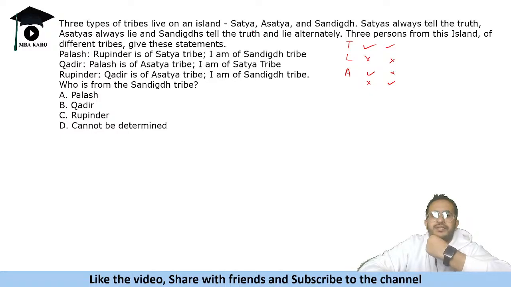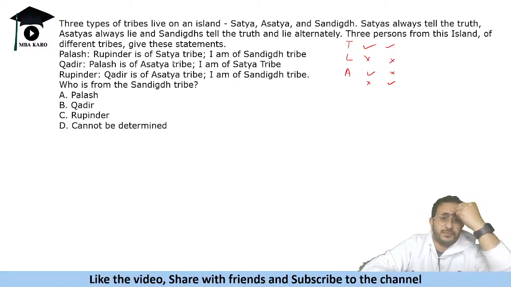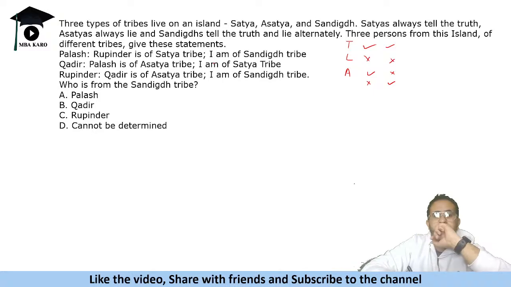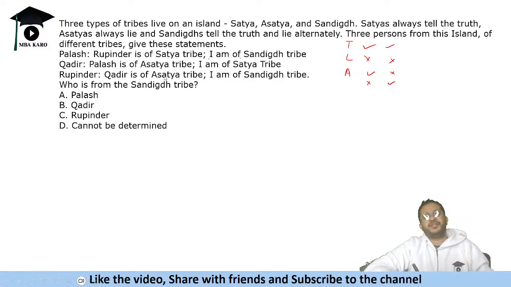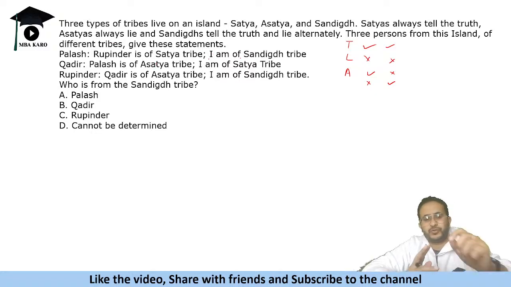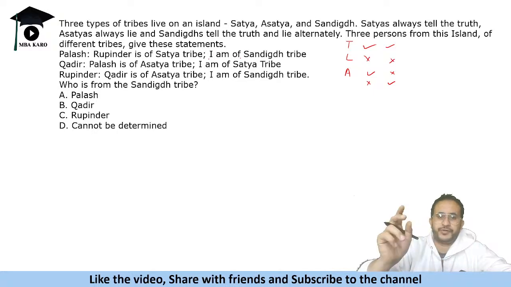Now, if you have studied this topic, let me tell you that suppose one says, I am of Sandigdh tribe. Both cannot be of Sandigdh tribe. Now see these two statements. Let us find two statements which are contradictory. If you pick this statement, it says Palash says I am of Sandigdh tribe and Kadir says Palash is of Asatya tribe. That means only one of them can be true. Palash can be of Sandigdh or Asatya. He cannot be both altogether, isn't it? So pick two contradictory statements.